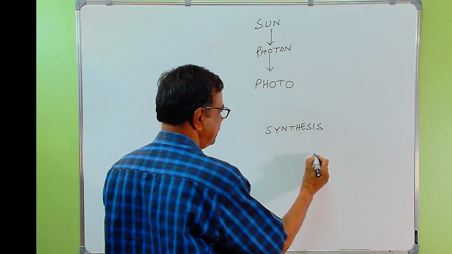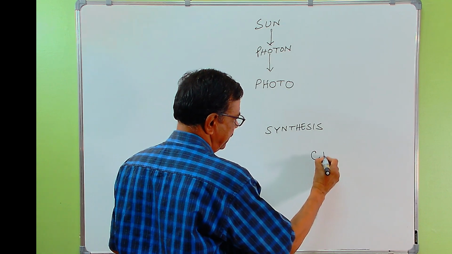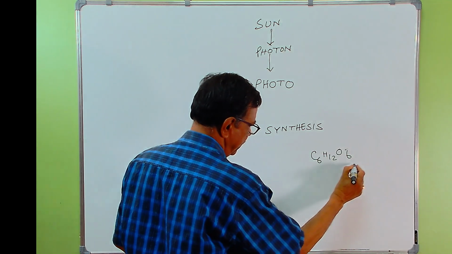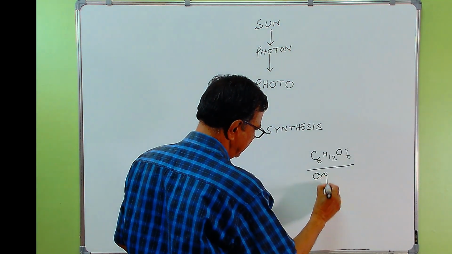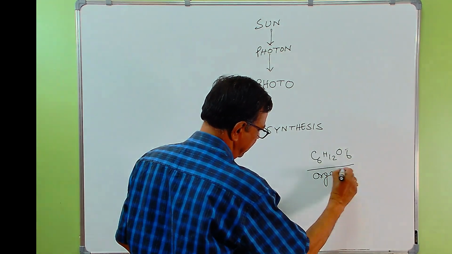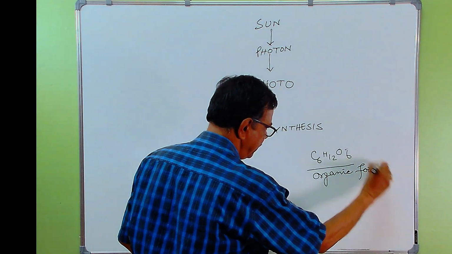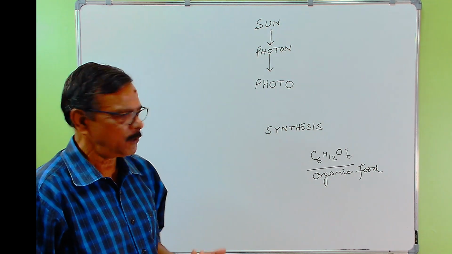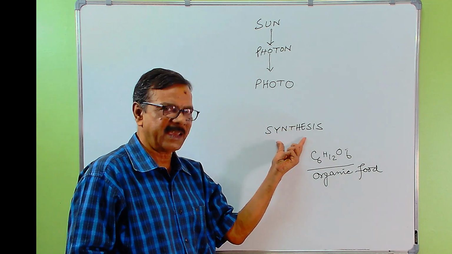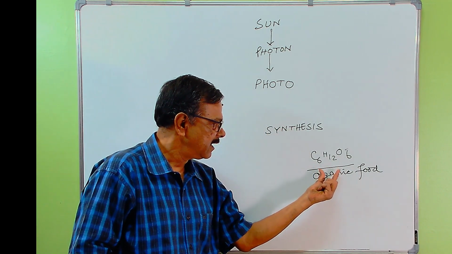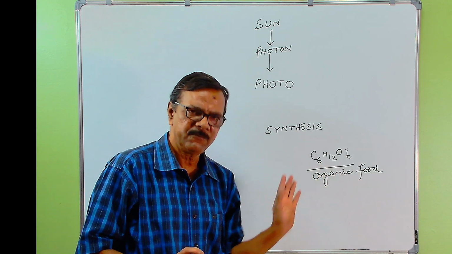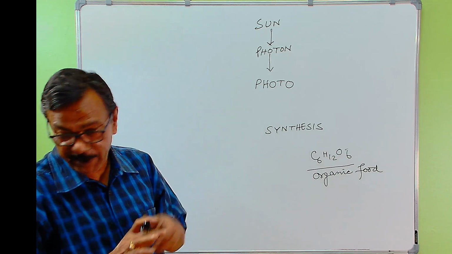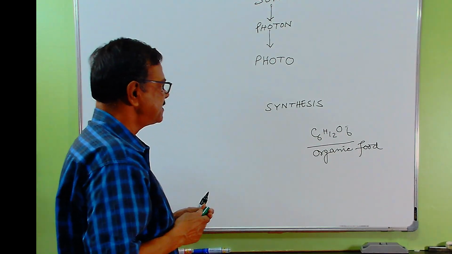What is synthesis? This is organic. So with the help of light, that is photon, something has been synthesized. What is synthesized? Carbohydrate or organic food. This is the main funda of this photosynthesis. Now, why does it occur? Let us start.